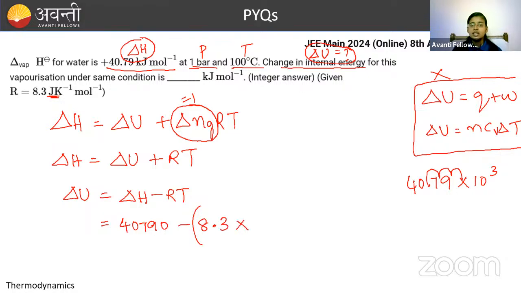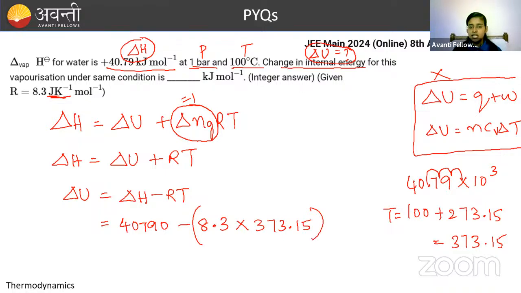R value is 8.3 into the temperature given, which is 100 degrees Celsius. But we have to give it in terms of Kelvin, right? So to convert Celsius to Kelvin, what we have to do? 100 plus 273.15. If you add 273.15, you will get the answer in terms of Kelvin. So it will be 373.15. So this is the value for temperature. So substitute that, 373.15. I hope everything is clear up to this.